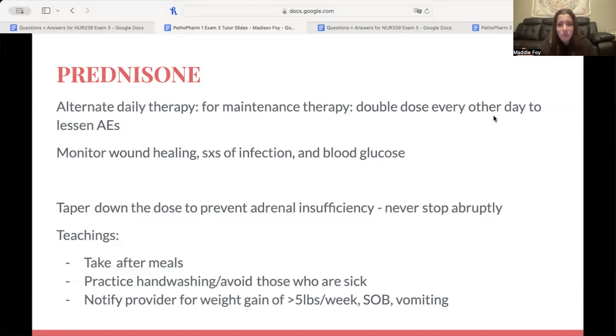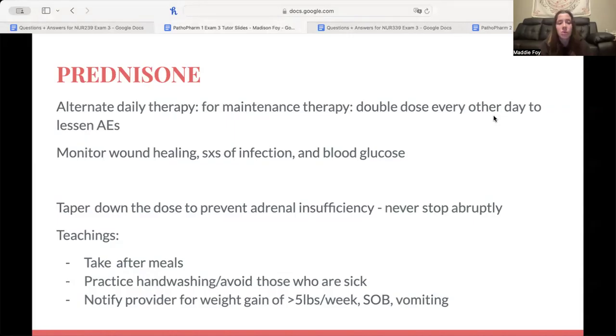So if people need a juice or something to take it with, definitely give them that, as long as they're not NPO. You want to teach them to practice hand washing and avoid those who are sick if at all possible. Just those general precautions to limit the risk for infection.